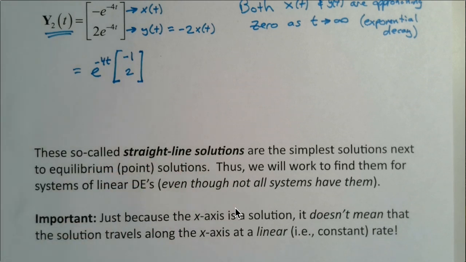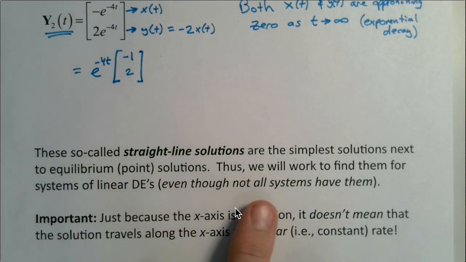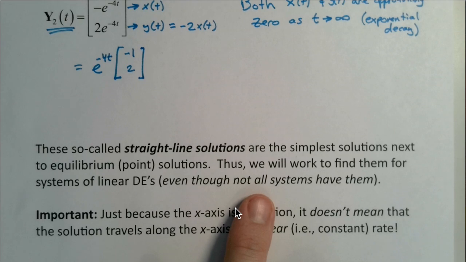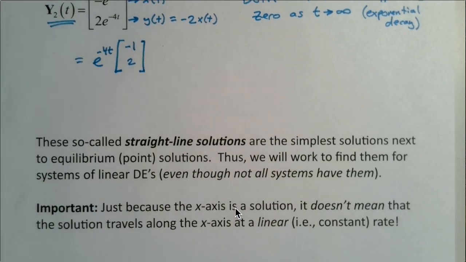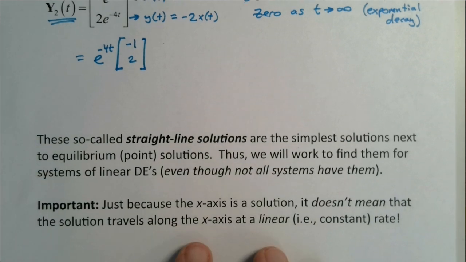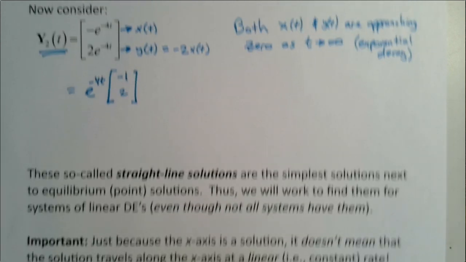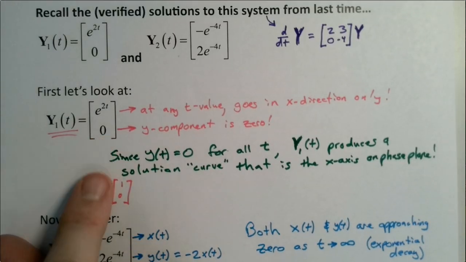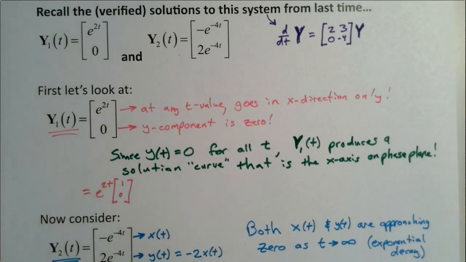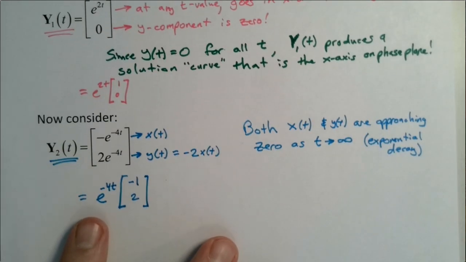And it turns out that if you know the straight line solutions for a system, then you know everything you need to know about that system. And so we're going to work really hard to figure out where these things are, even if not all systems have what we might call a straight line solution. And just because the x-axis is a solution, notice that doesn't mean that the solution travels at a linear or constant rate. This thing is not moving at a constant rate in the direction of the x-axis. It's exponentially growing, right? And just like this one is exponentially decaying over time.